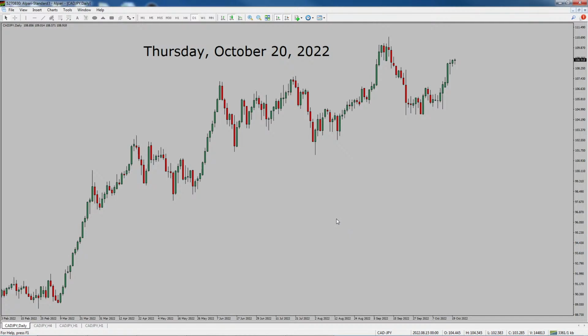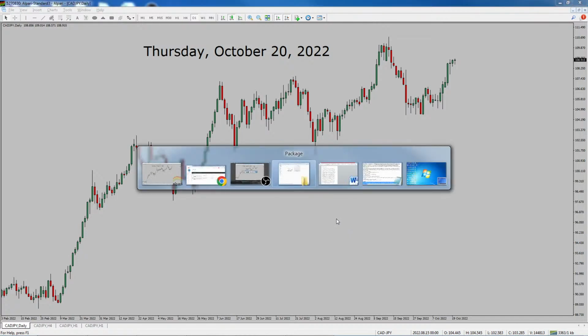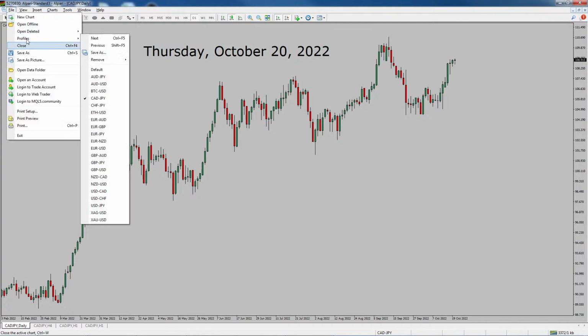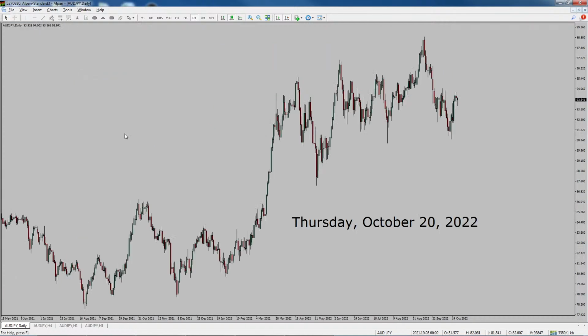Okay, let us start the analysis, and let me just quickly go over to the list. Right now I would like to start with the AUDJPY currency pair. So today is Thursday, October 20th, 2022, and let us start the analysis.